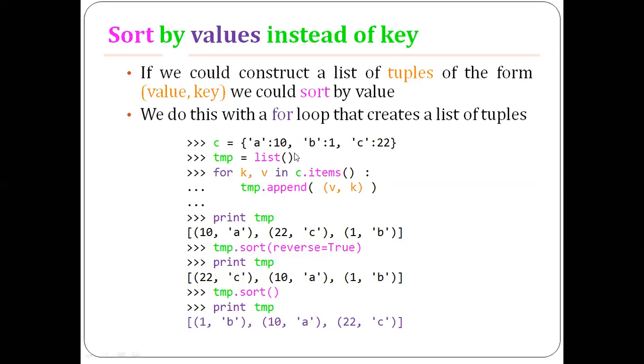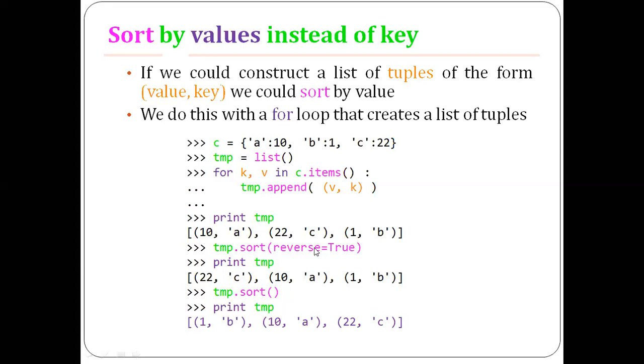C is equal to 1, B is 10, and C is 22, right? So what you're doing is that you are creating a list of tuples here, and then you are extracting the items from the dictionary containing the key and value pairs. You are appending the value and the key pair. Once it is done, I'm displaying the values, that is 10, 22, and 1.